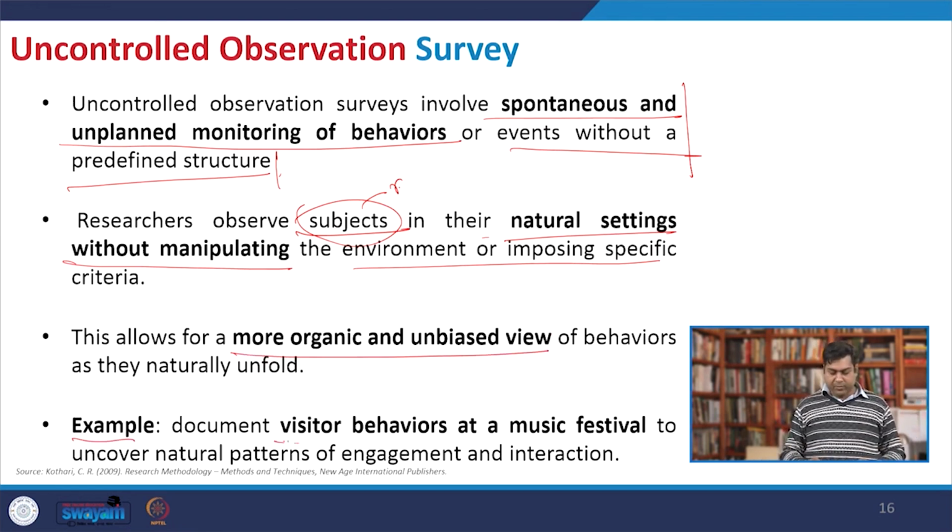Example: document visitors' behavior at a music festival to uncover natural patterns of engagement and interaction. So, you observe how people react to that particular music festival, what kind of genre they like, or what kind of music they are liking. If there are multiple events, sometimes people get engaged in something or sometimes they are not. So, you need to figure that out.